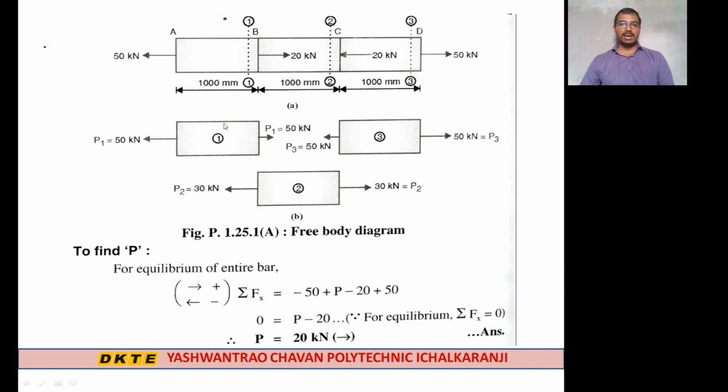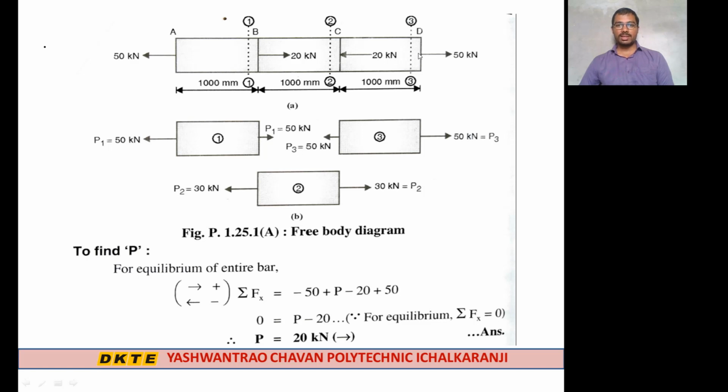Similarly, we have to do it for the second section, section 2-2. Consider the left hand side or right hand side of the section. We are going to consider the left hand side. That means this is the total section: 50 kilonewton towards the left and 20 kilonewton towards the right. That means plus 30 kilonewton towards the left is the extra load over here. That will be applied at point B. This is the 30 kilonewton load, that is P2 is equal to 30. That means for equilibrium condition here we have to apply 30 kilonewton.